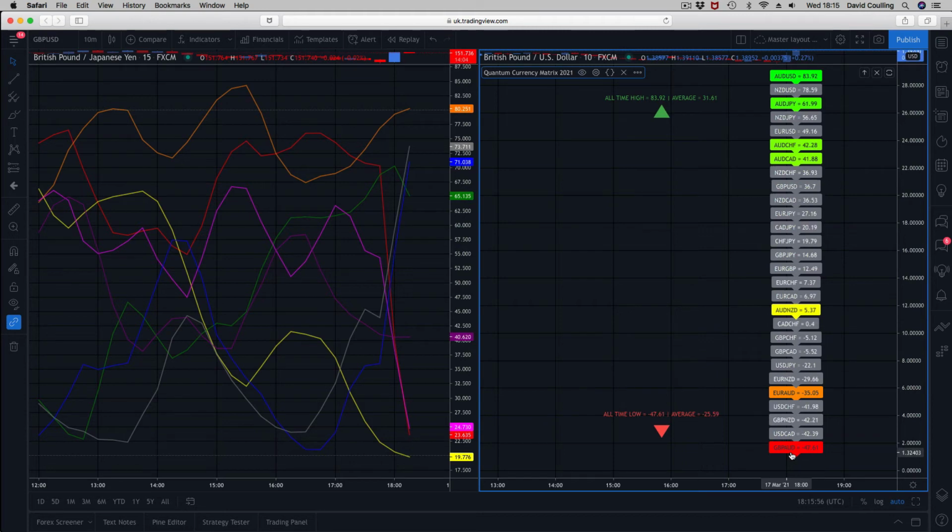Down at the bottom here, we've got the pound Aussie. Why is the pound Aussie at the bottom? Well, if you look over on the CSI, it's because the pound's been selling off pretty strongly.